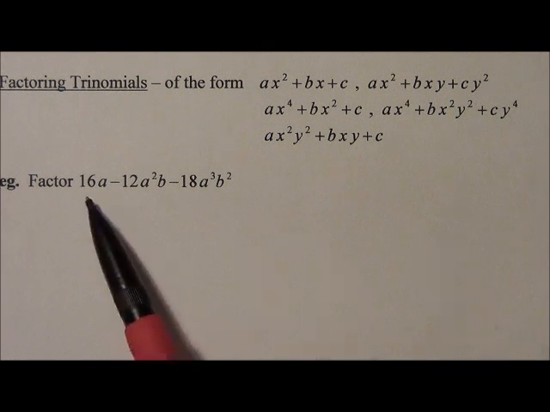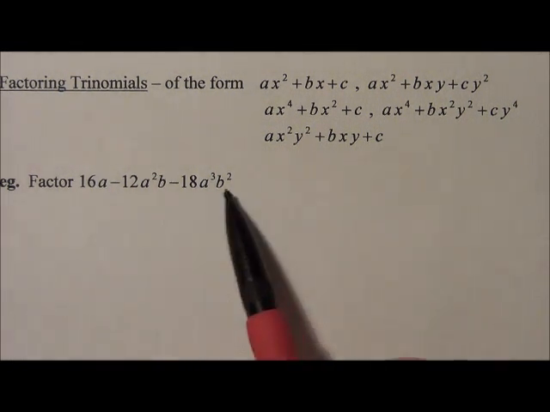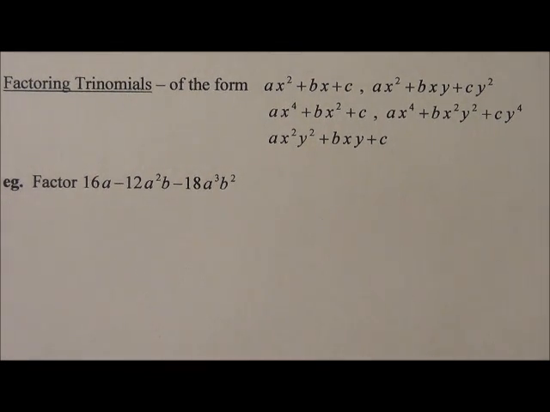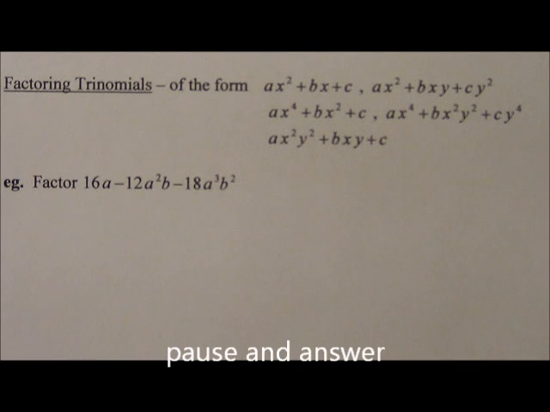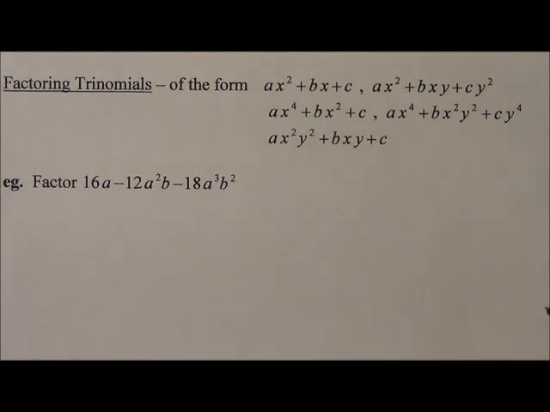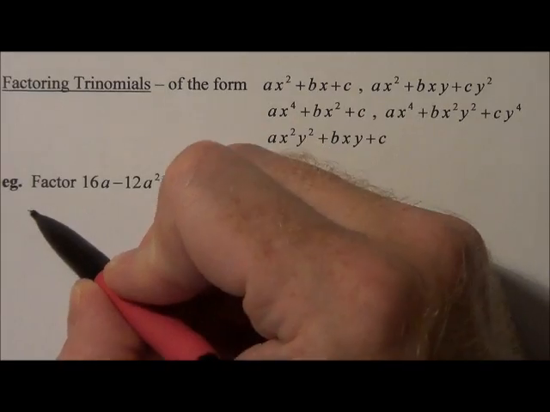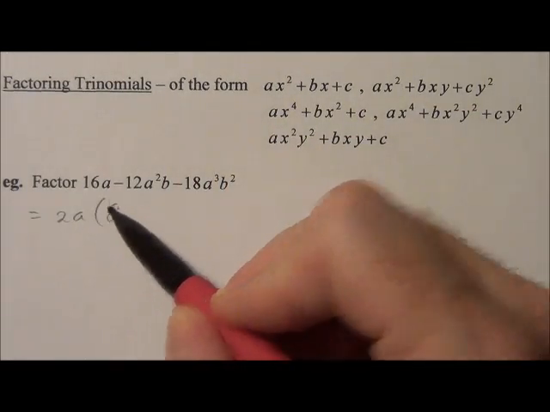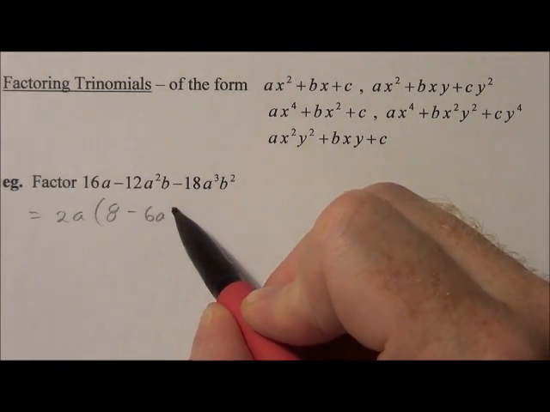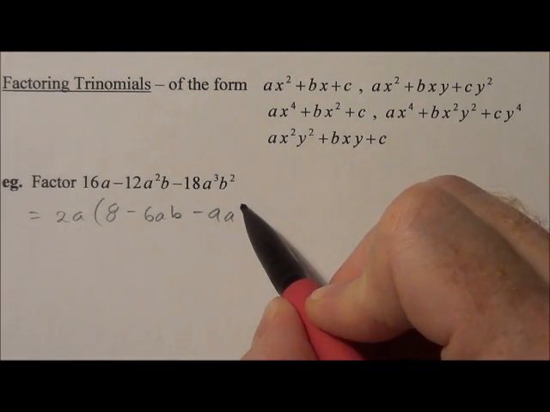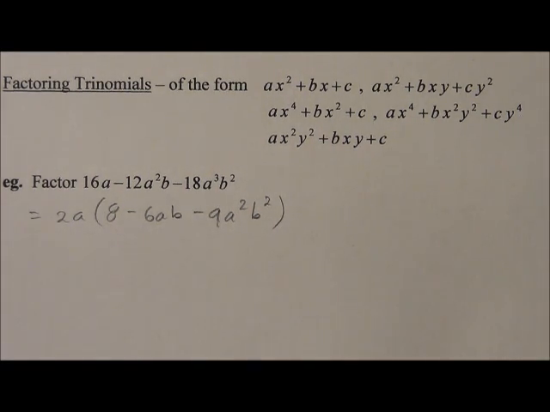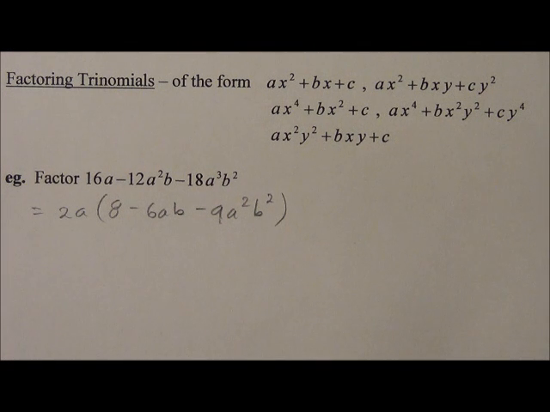Okay, so we'll take a look at, are there any common factors there? Look for common factors in all three of those terms. What do you see? Okay, so factor that greatest common factor, and I believe it's 2a, and we're left with 8 minus 6ab minus 9a squared b squared. Now, what's the next step? Go ahead and do that, please.